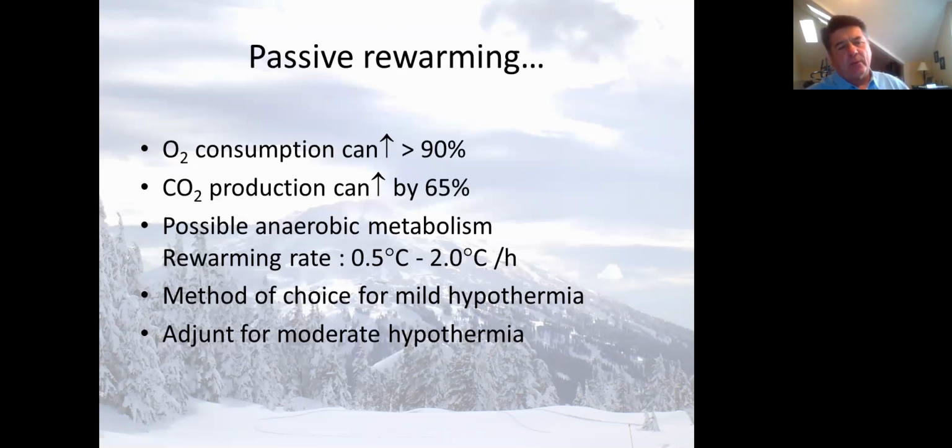So you want that rig to be uncomfortable. You want to keep them dry, but you're aiming for a rate of about 0.5 degree centigrade to 2 degrees centigrade per hour. You don't want to put them in a microwave and thaw them out. However, you're going to try and get them as warm as you can. If you're uncomfortable in the rig, meaning you're hot and you're sweating and you're opening up your clothes and you're super hot, then you probably have the right temperature in the rig to treat a hypothermia victim. This is the method of choice for mild hypothermia, and it's an adjunct to moderate hypothermia.